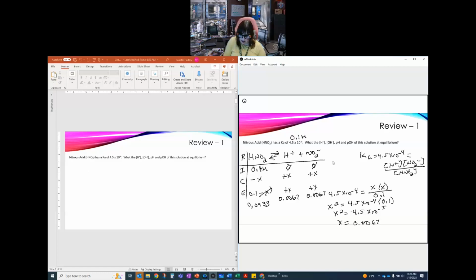So that's my H plus, 0.0067, so that's equal to the H plus concentration. If I want my pH, that's equal to the negative log of the 0.0067. So I can take the negative log of what I just calculated.